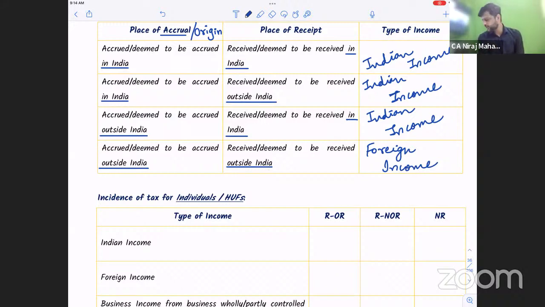What if you have a bank account in the UK, your own bank account, and you needed the money in India? You want to spend in India, so you transferred from your UK bank account to your Indian bank account. Is that income or not? Earned in which category? Outside India and received in India? Tell me. First of all, it is not income. Why?